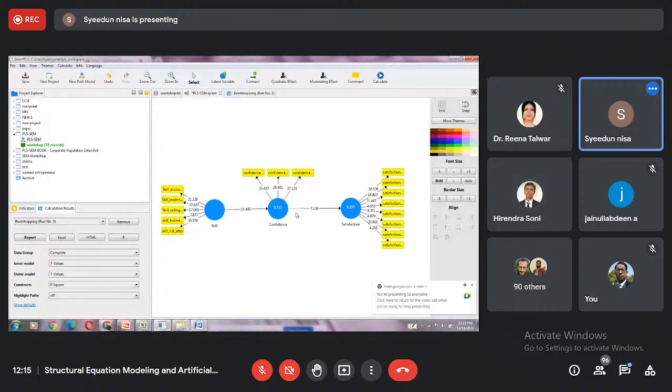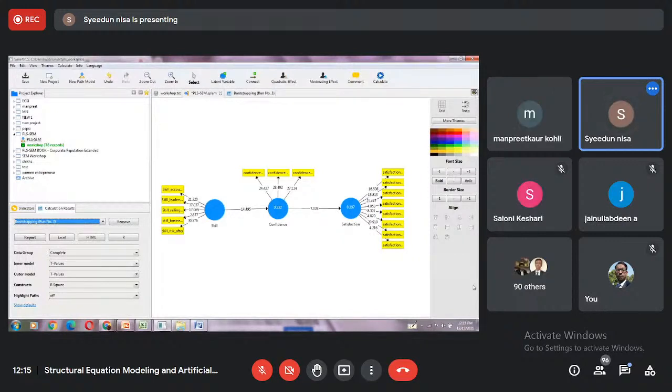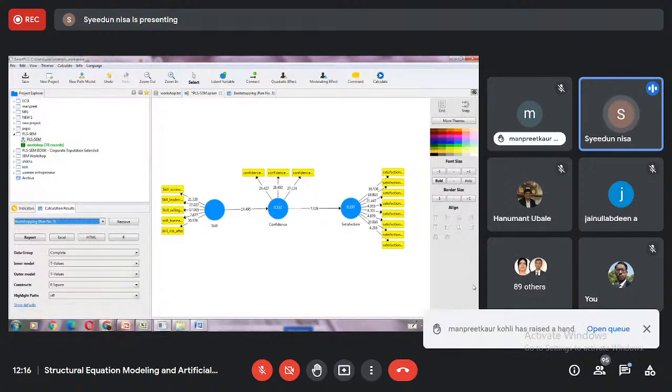Yes, ma'am. Yes. If we have any doubt, like the measurement model. So it's just, and you want to check, you want to do the speed, what is the procedure? This is the structural and measurement.